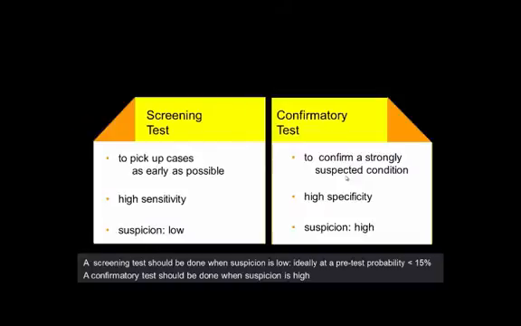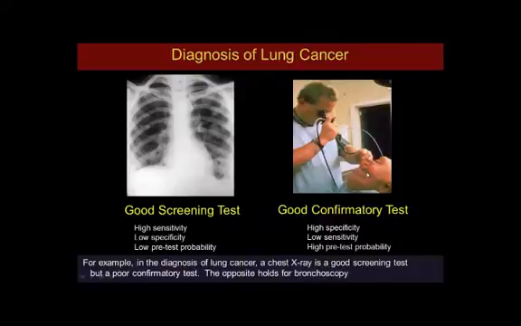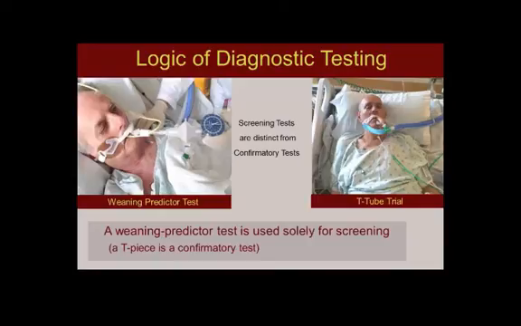And a confirmatory test is done when the suspicion is high. And virtually no test is good at both sensitivity and specificity. You're going to have to look at each test in terms of the particulars that it's being used for. So for example, in the diagnosis of lung cancer, a chest X-ray is a good screening test, but it's a poor confirmatory test. The opposite holds for bronchoscopy. Bronchoscopy is a good confirmatory test, but obviously a very bad screening test.